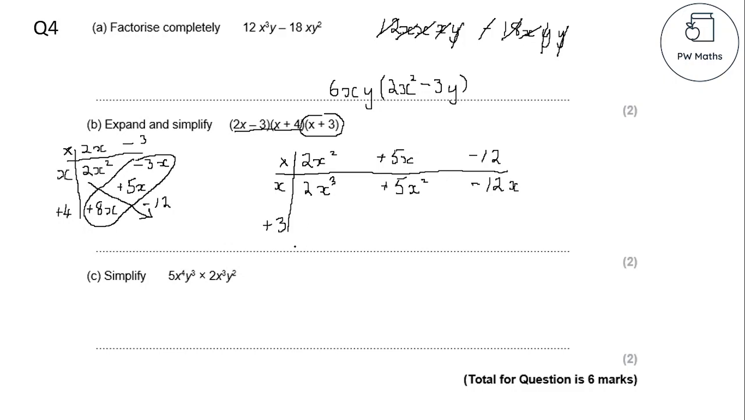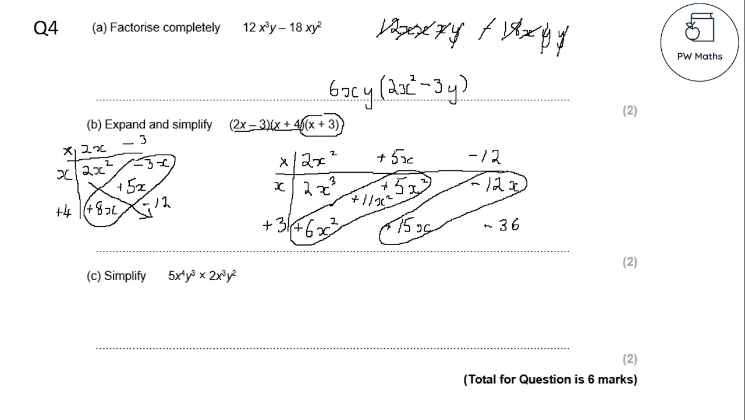On to the bottom row. 2x squared times plus 3, well 2 times plus 3 is plus 6 with an x squared. 5x times plus 3, well 3 times 5 is a nice positive 15, and we need an x on that one. And plus 3 times minus 12, a minus 36. And we'll group the same ones together. Plus 6x squared, add the 5x squared, that gives me a nice positive 11x squared. Once again, no shame in putting plus 6 plus 5 into the calculator.